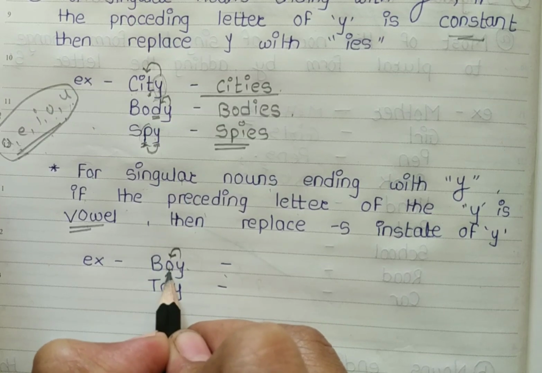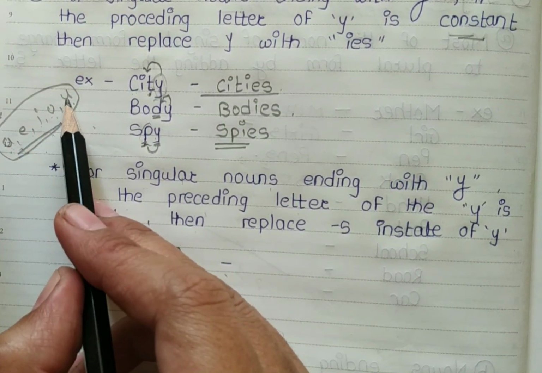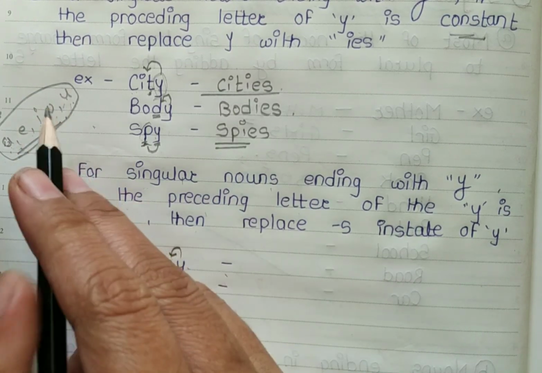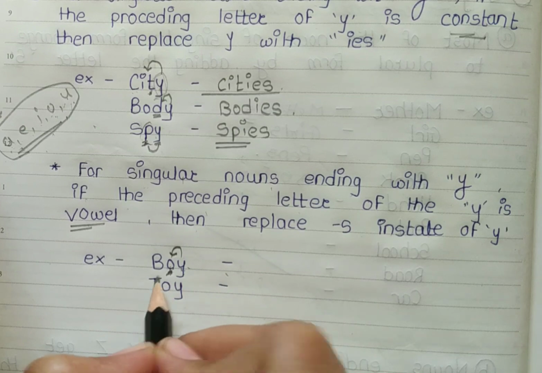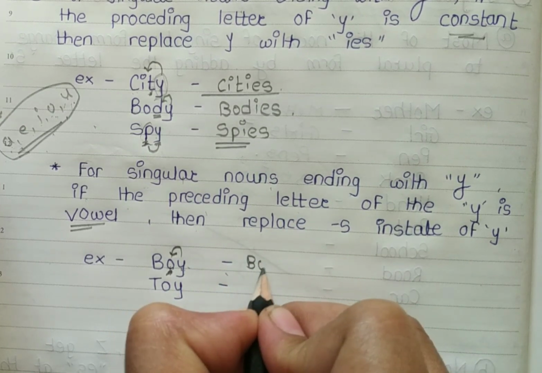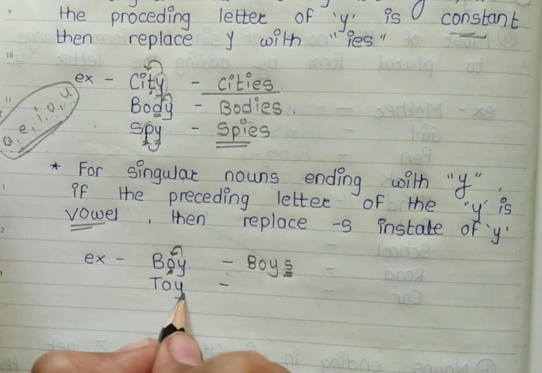Here it is an o, and o is a vowel. A, E, I, O, U. Then o is a vowel. That's why y is not replaced by ies. So it will become boys. Just add the s.